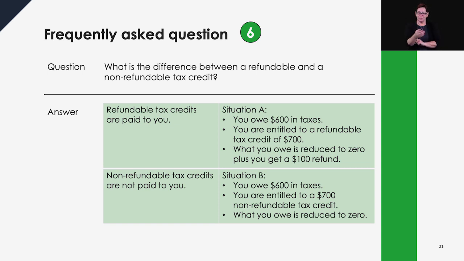As an example, let's figure you owe $600 in taxes. In situation A, you are entitled to a $700 refundable tax credit. It reduces what you owe to zero, plus you get a $100 refund. In situation B, you're entitled to a $700 non-refundable tax credit. What you owe is reduced to zero. Now we're ready to jump in and learn more about the benefits and credits you may be entitled to.